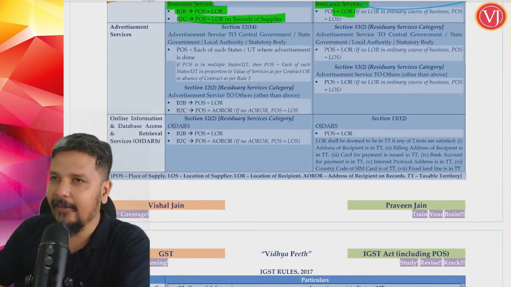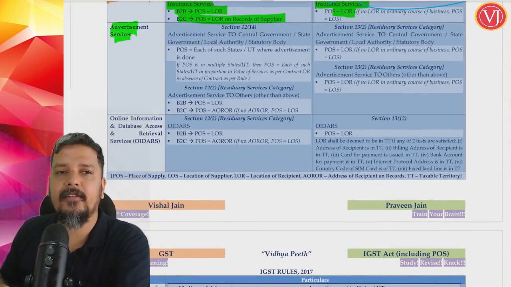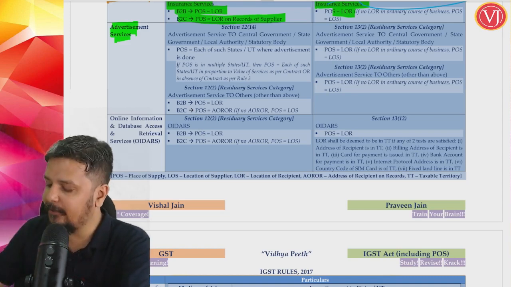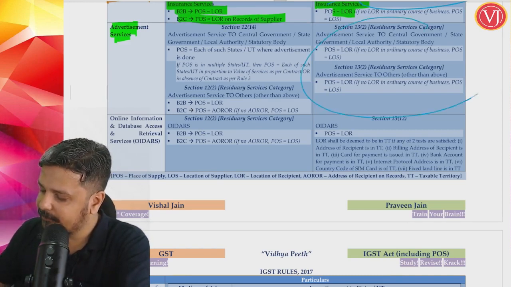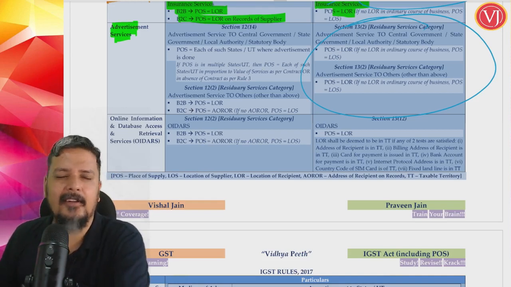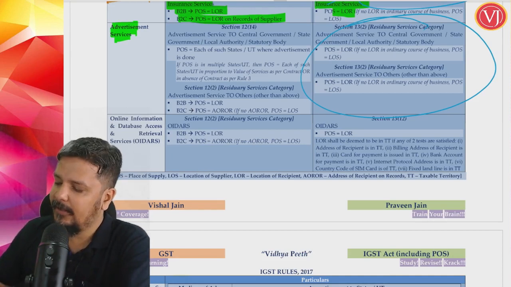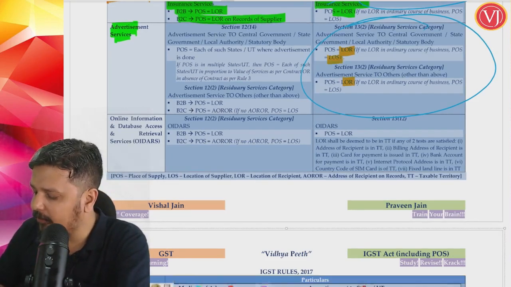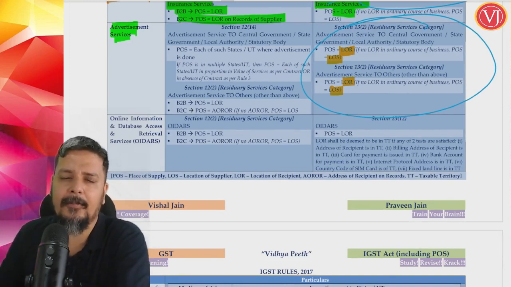Now, the last two categories. We are talking about advertisement services. Understand that advertisement services is very specific to section 12. Section 13 goes with the normal category. What is the normal category in section 13? Location of recipient. If not available in the ordinary course of business, location of supplier. Simple. Section 13 does not have any special portion.